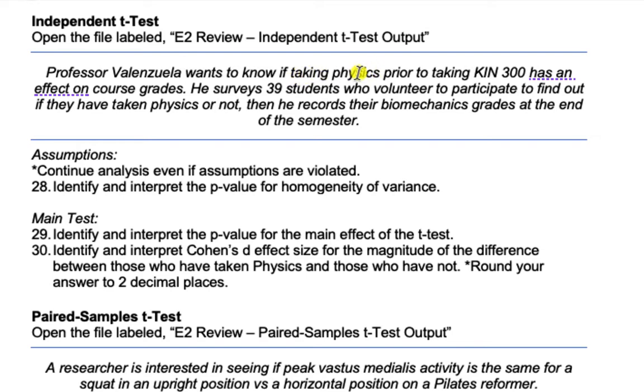So whether you've taken physics or not, those are two categories, or a nominal variable. And we want to know if that manipulation of taking physics or not has an effect on course grade. So course grade would end up being our dependent variable. Because we have mutually exclusive groups, or a between subject factor in terms of if you've taken physics or not, that tells us we have a between subject variable, which is why we are running an independent t-test.